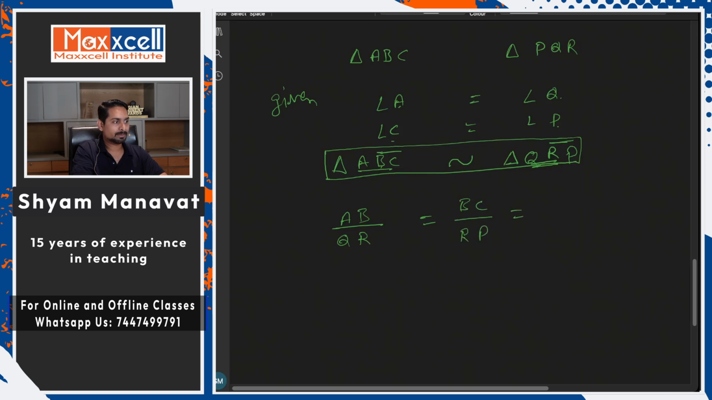If I have the remaining side, which is what? AC here, I'll take what? QP corresponding. Yeah, last two points, AC and QP. They are equal in ratio. Okay. If it is given, then we can say this way.